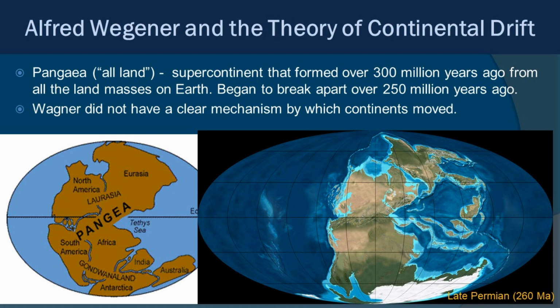Now, this all makes logical sense. However, Wegener didn't have a solid mechanism for these continents to move. And at the end of the day, because he lacked a good mechanism to really make people believe that these continents could move, his theories were generally dismissed at the time.